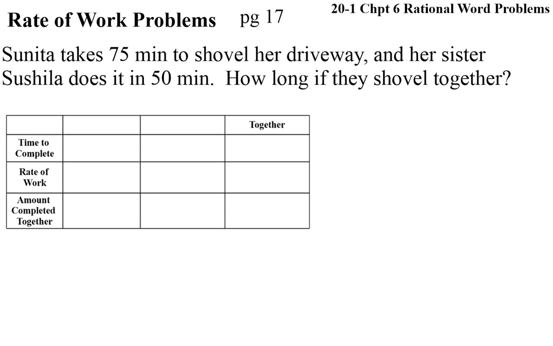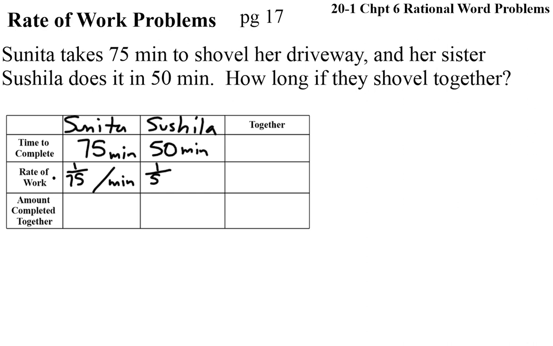Here's the second one. Maybe stop the video, give it a try, and then we'll talk as a group. So here we go, shoveling the driveway. Sunita takes 75 minutes. Her sister Sushila takes 50 minutes. So we have Sunita and we have Sushila, and they're shoveling the driveway. So time to complete. Sunita does it in 75 minutes. Well, what does that tell us? The rate of work, how much is she doing per minute? She's doing 1/75 of the driveway per minute. Sushila takes 50 minutes to do the driveway. So Sushila's doing 1/50 of the driveway per minute.